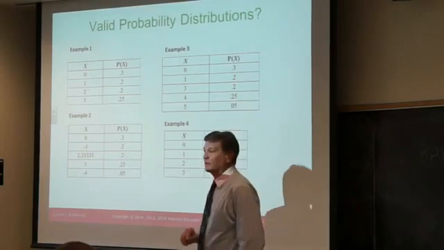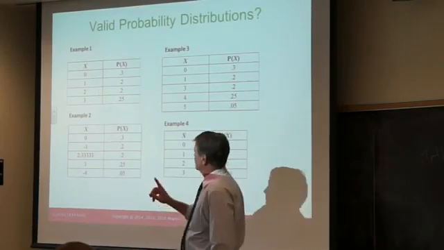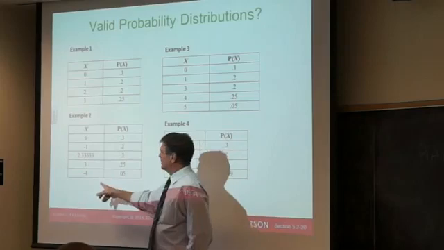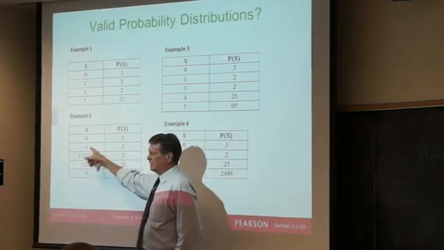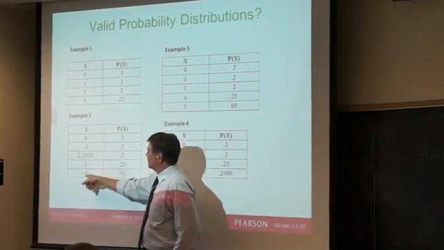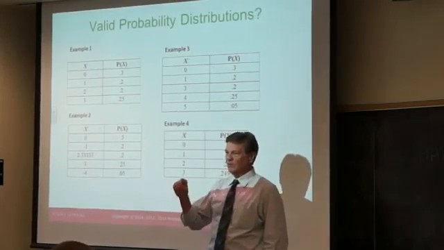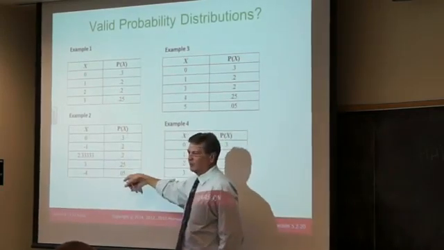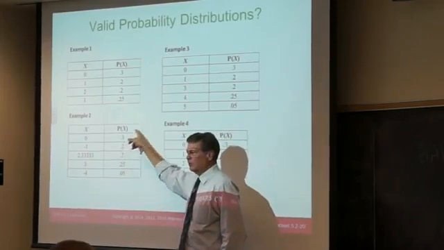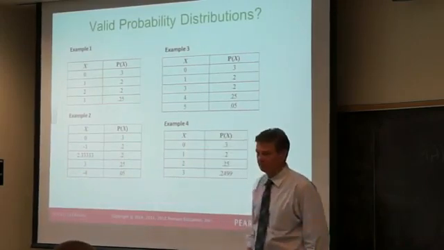Well, the right side adds up to 1, so. Yeah. And I did this deliberately. This is to get you to think about what's important here. The left column really isn't important. That's the value of the random variable. It's these probabilities we're focused on. They all have to be between 0 and 1, and they have to add up to be 1.